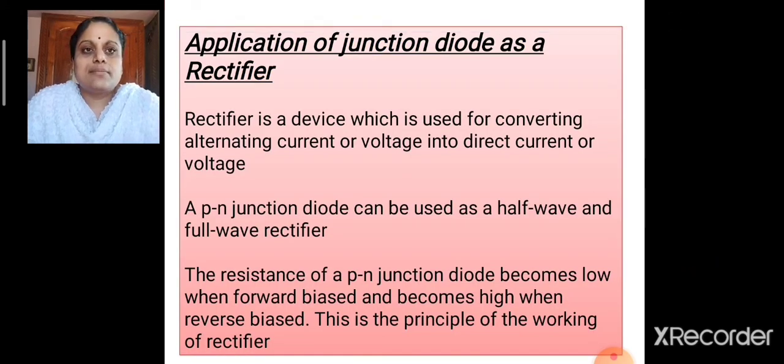Now let us discuss the application of a junction diode as a rectifier. A rectifier is a device which is used for converting AC current or voltage into DC current or voltage. A PN junction diode can be used as a half wave rectifier and also a full wave rectifier. The resistance of a PN junction diode becomes low when it is forward biased and it becomes high when it is reverse biased. And this is the principle of working of a rectifier.